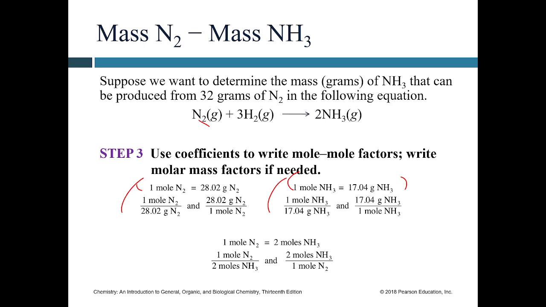Now the next thing we're going to do is get the mole ratio here. So 1 mole of N2 would give us 2 moles of NH3, wouldn't it? Okay. So 1 mole of N2 would give us 2 moles of NH3. And that's because there's 1 nitrogen on the one side and 2 on the other, so it's a 1 to 2 ratio.